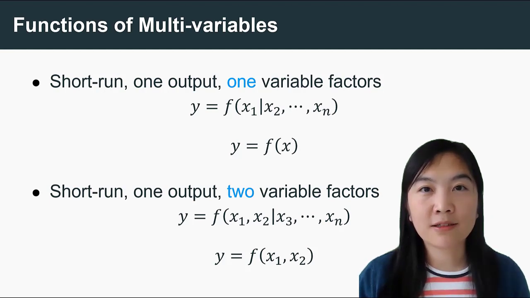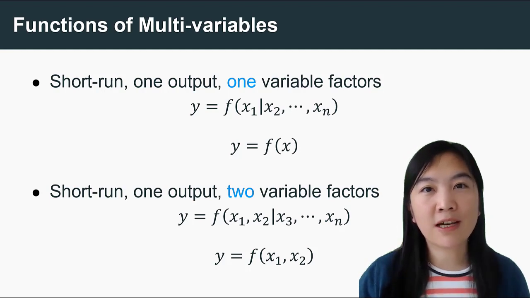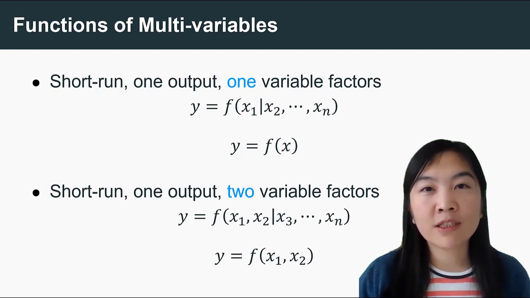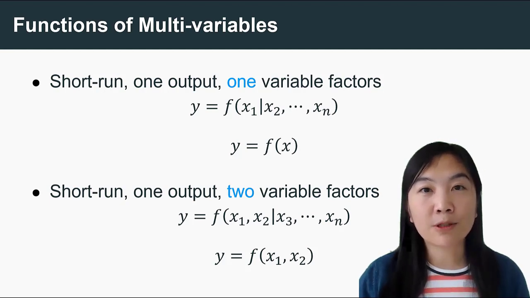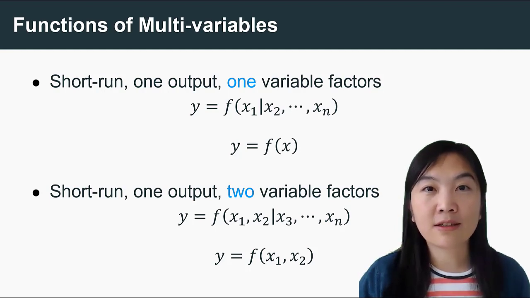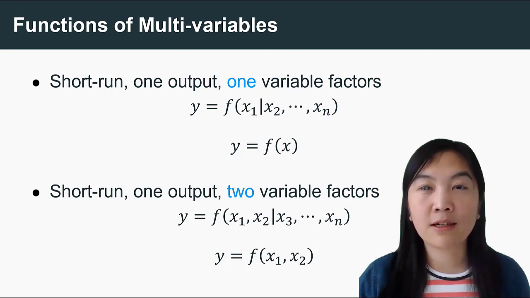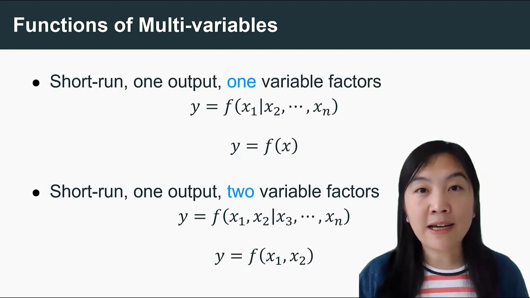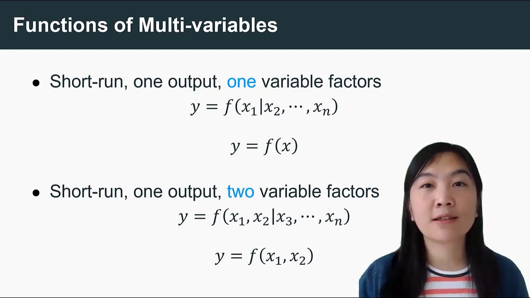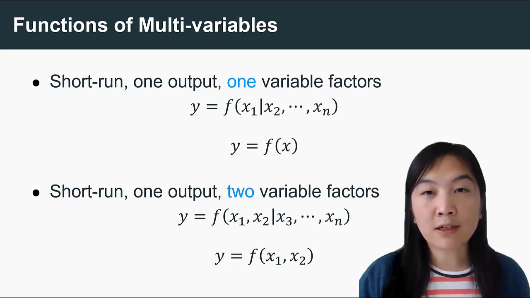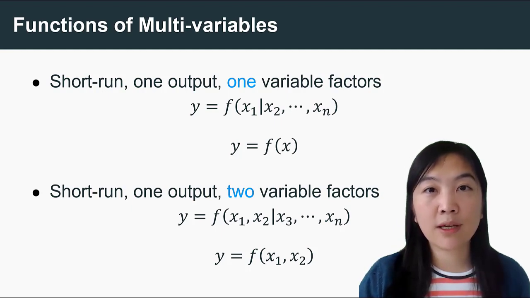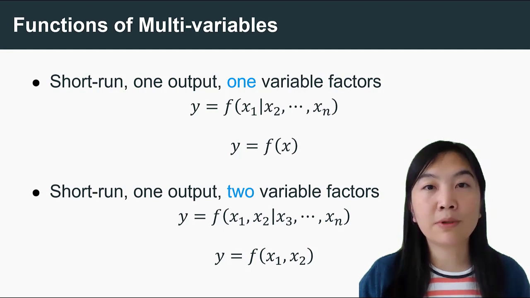However, in reality, it's very rare that a production only uses one variable input. The real case is that usually there are many variable inputs, and the producer has to decide what the best combination of those inputs is in order to either maximize profit or minimize cost. So starting from now, we will be focusing on production functions with multiple variable inputs.